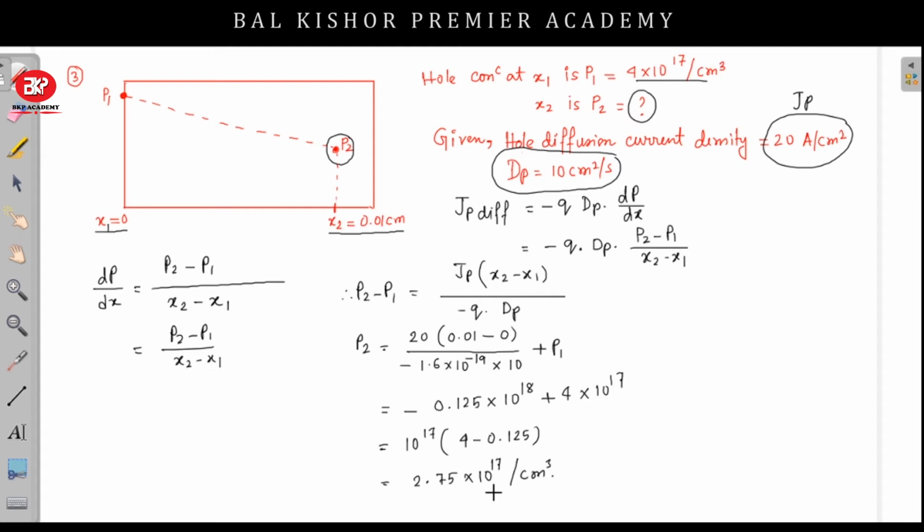So in this way we can calculate the value of P2, that is the concentration of the electron at x2 for the third numerical. So these are the problems on the diffusion current. We will see more problems in the upcoming videos.